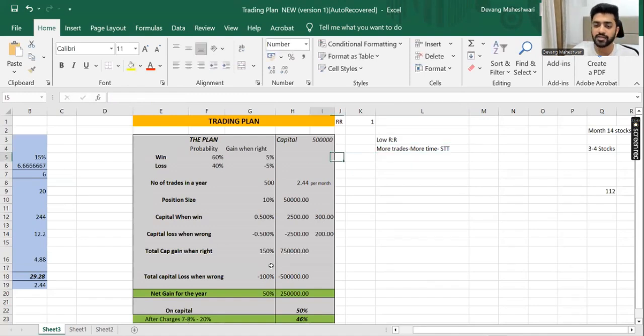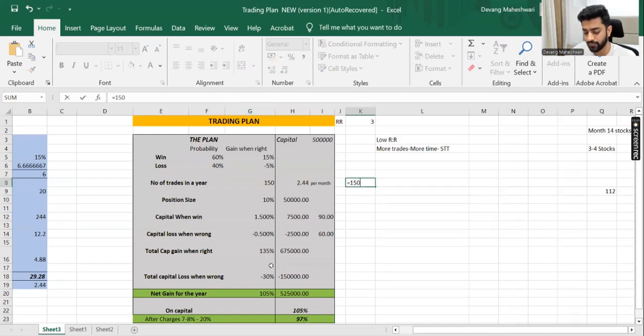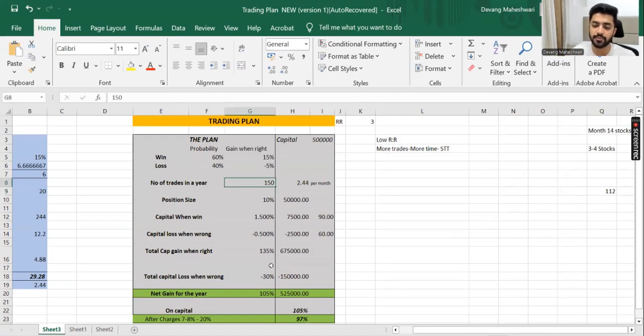Whereas if you have a good 15% over the period, then you will be in a very, very good place. Let's say you are able to rotate 150 trades. 150 overall trades is like 12-13 trades in a month, which is fine. At a 10% size, at one time you will buy 10 stocks, right? It can even be more than 150 in a year at a 10% size. If you increase size, of course, the number of trades will reduce.